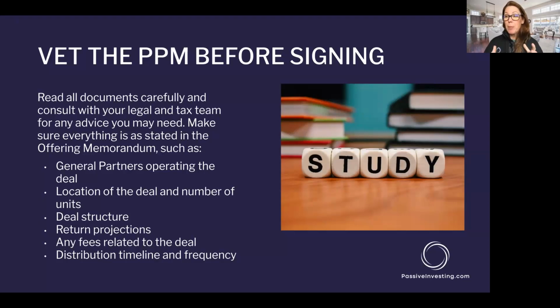Now, what a lot of times operators do is that in the section for business plan, you should get the offering memorandum, or deck as it's called, and that just gets slid into the PPM to replace the business plan. But just make sure it's the same one that you reviewed, and it hasn't been updated. It also should go through and make sure that all the fees related to the deal are outlined in there, and that it names the distribution timeline and frequency.